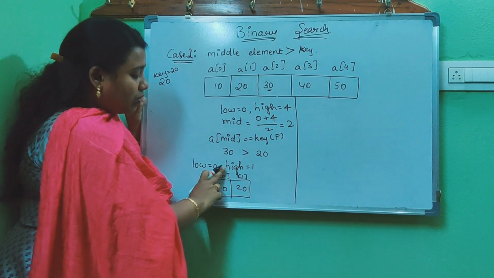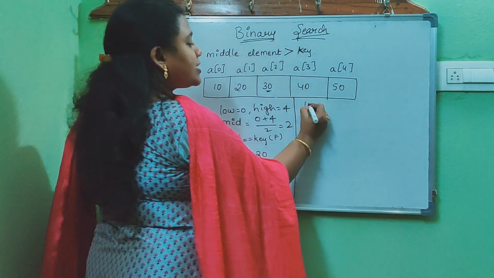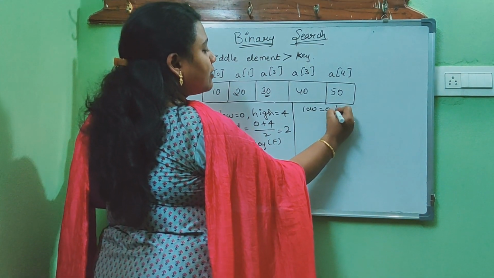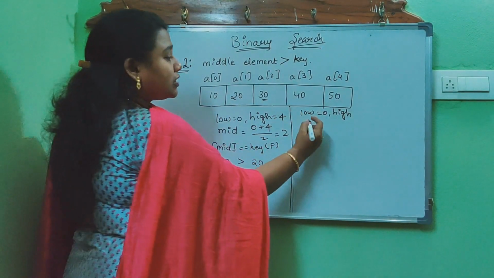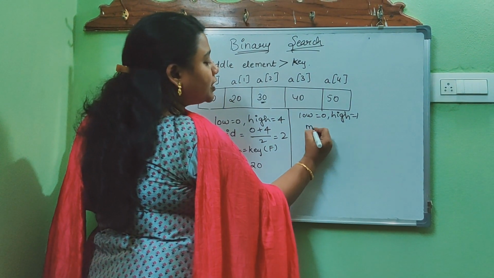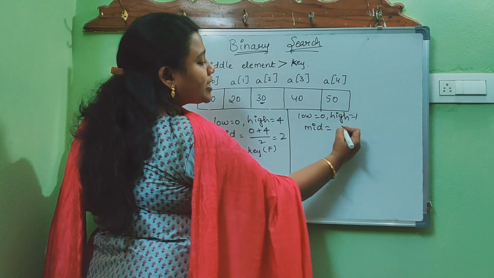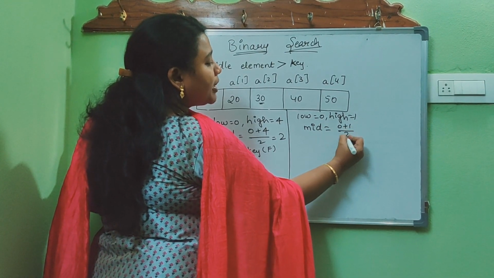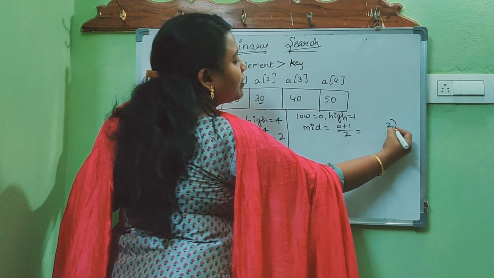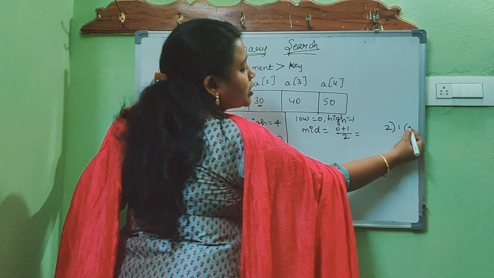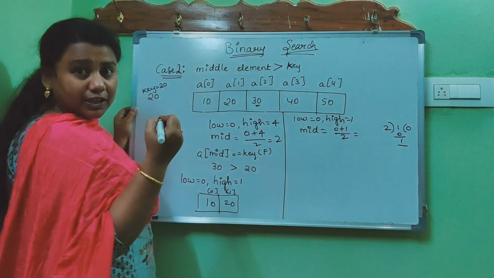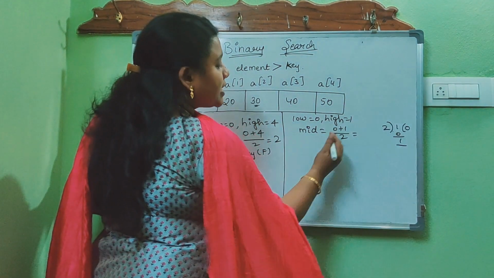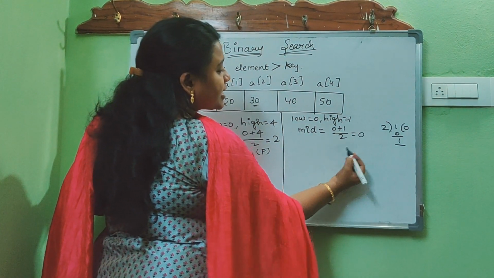Now low value is 0, high value is 1. Now again calculate the mid value of this. Mid is equal to low plus high, 0 plus 1 by 2. What is the answer for this? When you divide 1 by 2, 2 zeros are 0, the remainder is 1. We all know this division. So what is the index? 0. So mid index is 0.